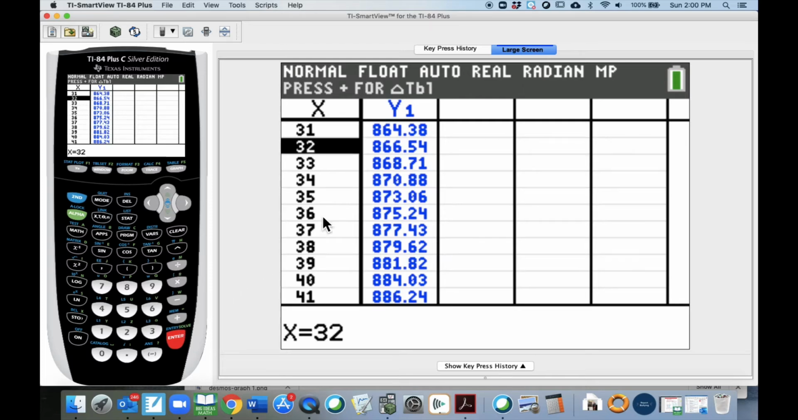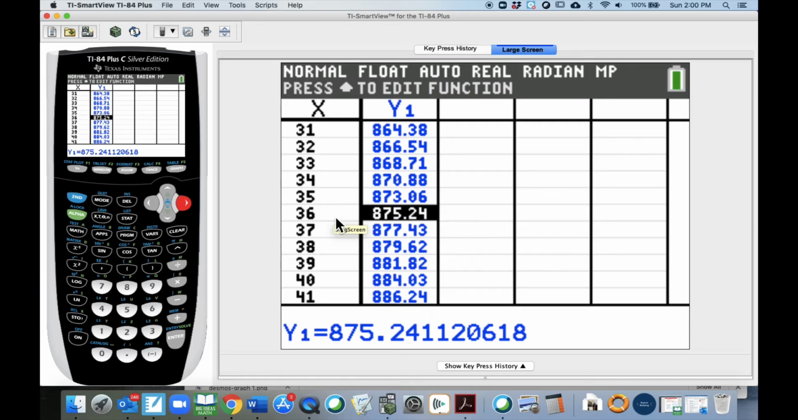And that was just kind of a quick way to jump down. I could have gone to table setup again and done it that way. But 36 months would be 3 years. I have $875.42, or excuse me, 24 cents. And again, if you need, all of the digits are down here. Let's write that stuff down on our paper.